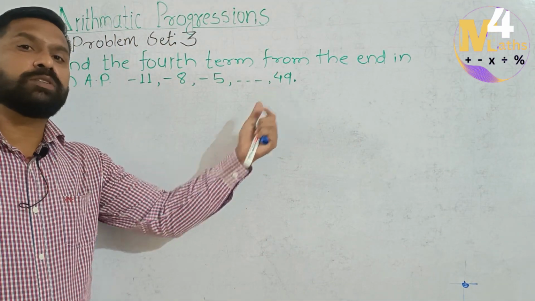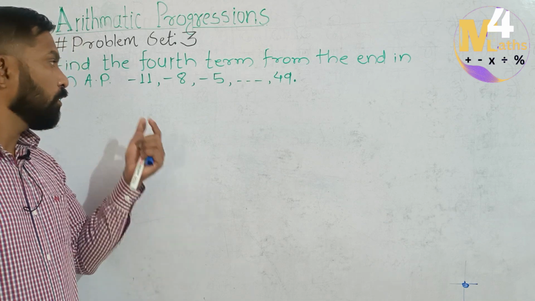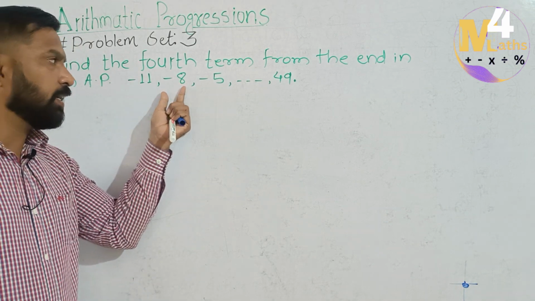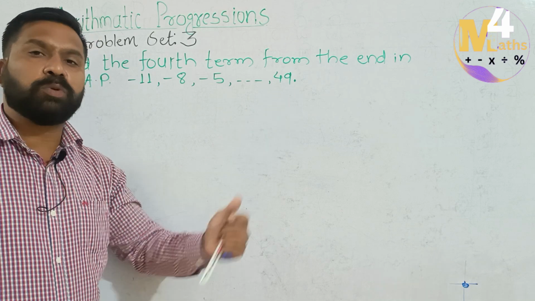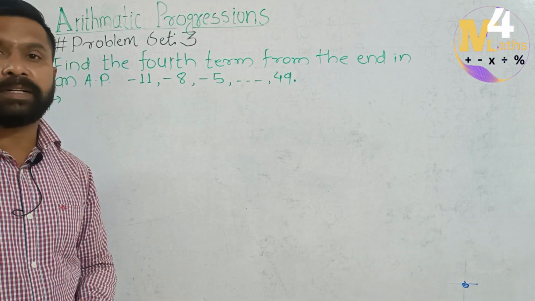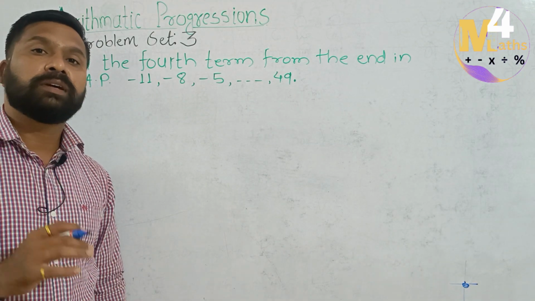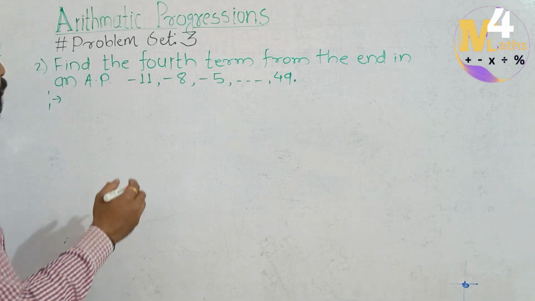Now, 49: what is the position of 49 in the sequence? We don't know. This is the first, this is the second, this is the third, but we don't know the position of the last term. First of all, we have to find the position of that term with the help of Tn. So let it be, no issue.